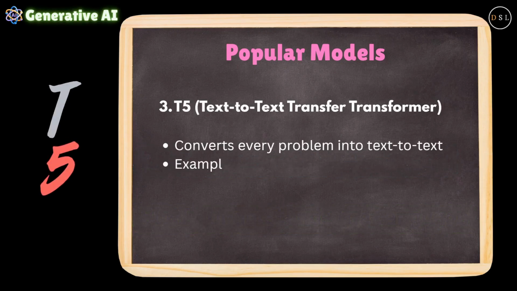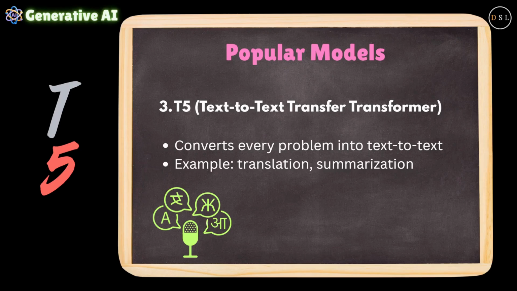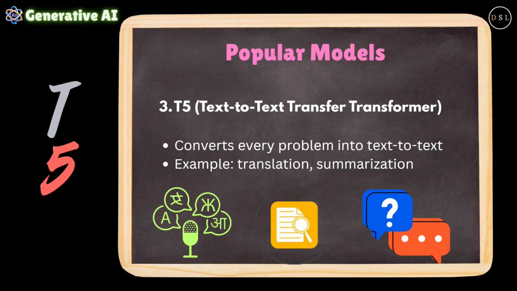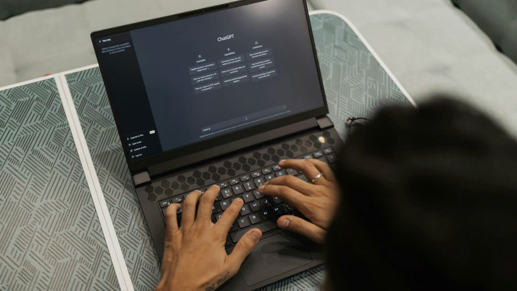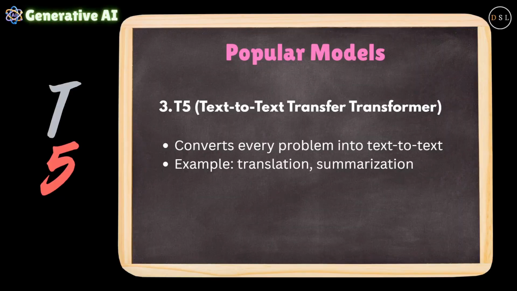The third popular model is T5. The full form is Text to Text Transfer Transformer. It is a very interesting model. T5 treats every problem as a text problem. Like in translation, it performs a text to text operation. For summarization, it performs a text to text operation. And in question answering, it also performs a text to text operation. So instead of designing different models for different tasks, T5 uses one single format. You give text to it and it returns text to you. Because of this unified approach, it becomes a very powerful and flexible model.